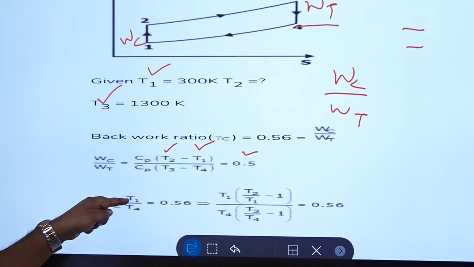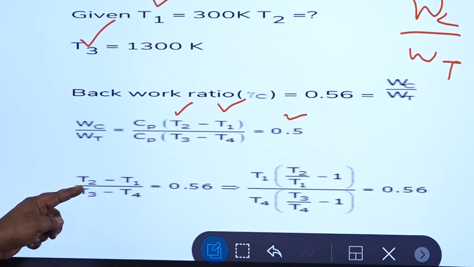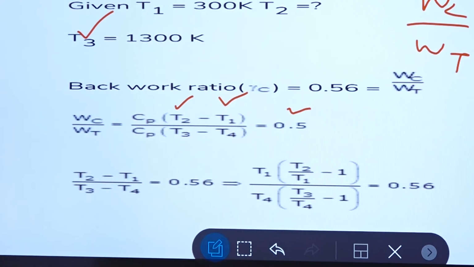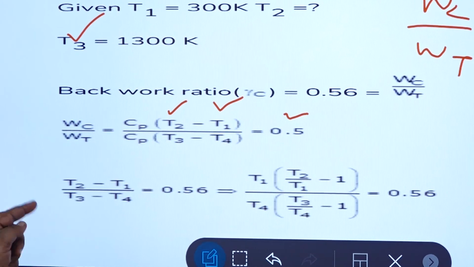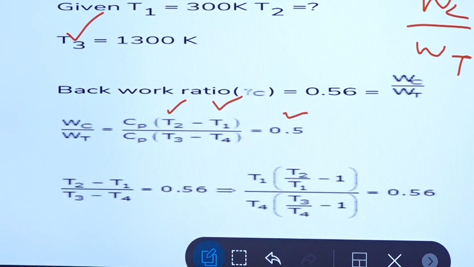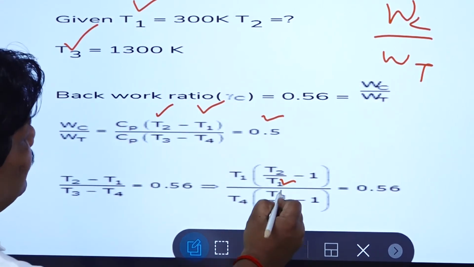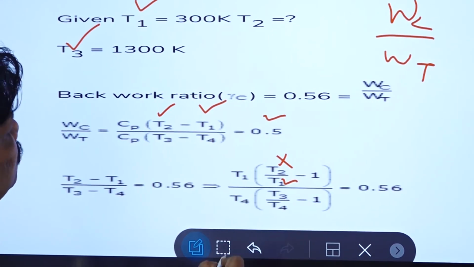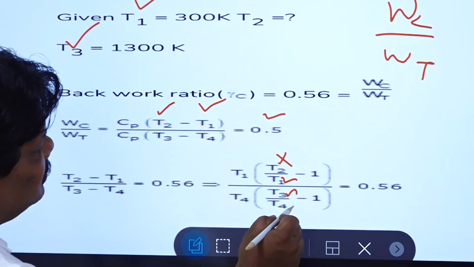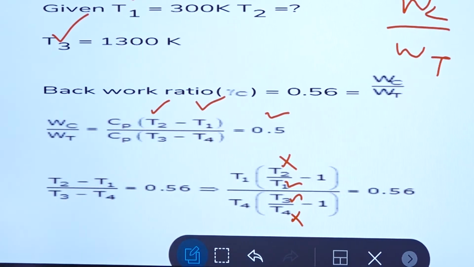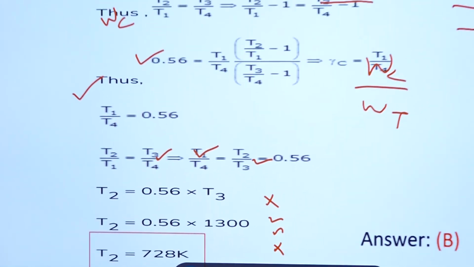So by taking this T1 out, or multiplying and dividing that equation by T1, T2 divided by T1 minus 1, and T1 will be out. And similarly here, if you take T4 out, T3 by T4 minus T1 by T4. So this is 0.56. So from this equation you can see that we know the value of T1, we don't know the value of T2, and T3 is known to you. So the only thing is you have to find the value of T4 and T2. If you find the value of T4 and T2, you can easily find the others.